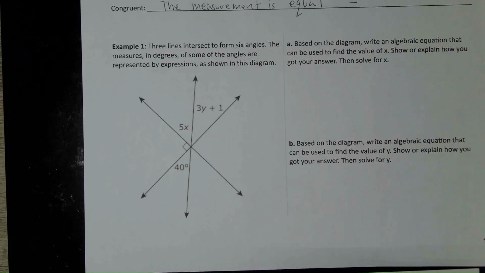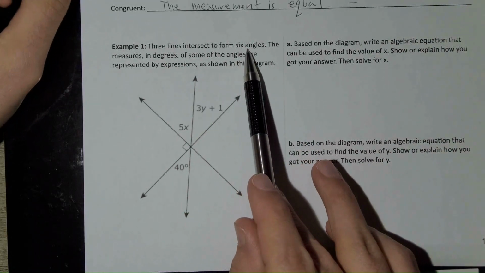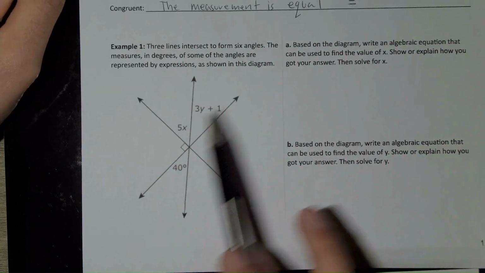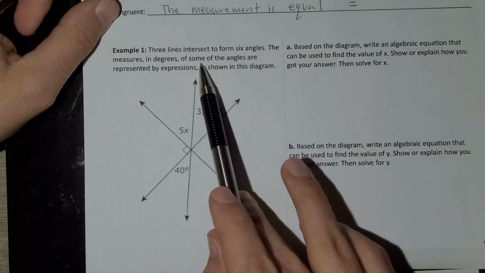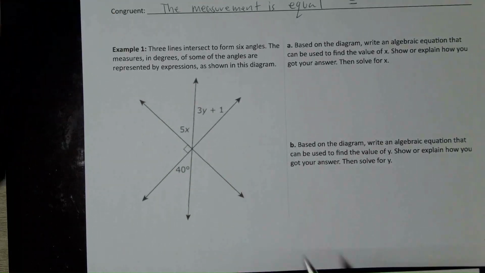Welcome everybody. So here we have our first angle problem. Example 1 says we have three lines that intersect to form six angles: 1, 2, 3, 4, 5, 6. The measures in degrees of some of the angles are represented in expressions as shown in the diagram below.